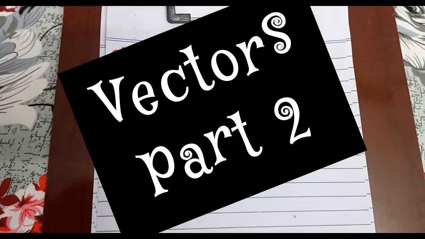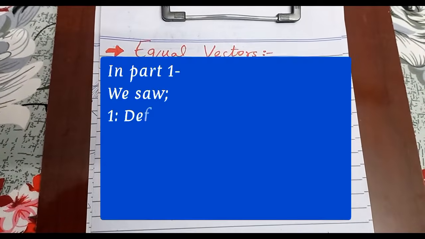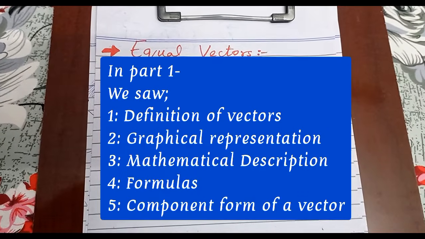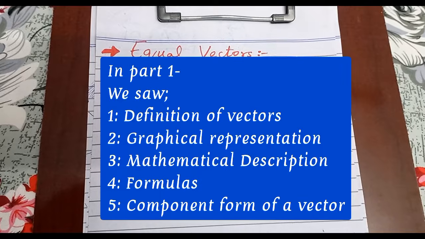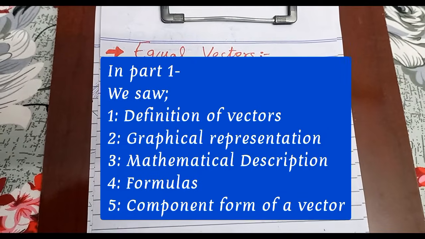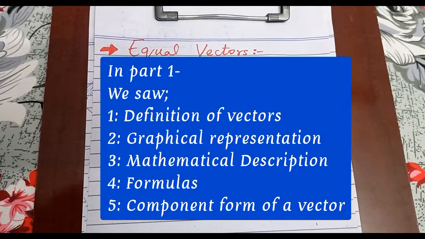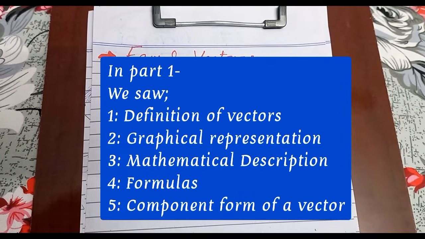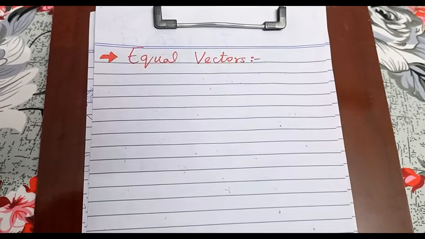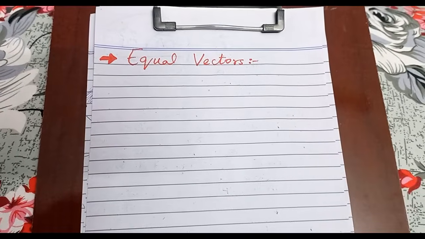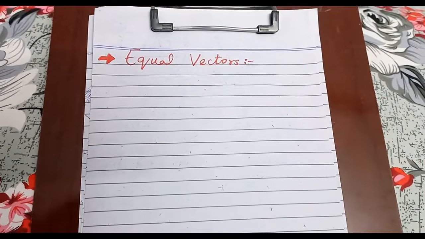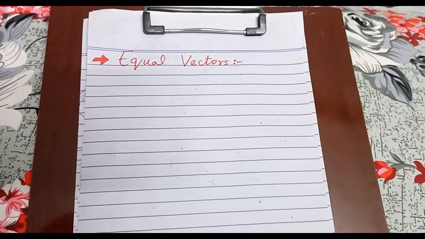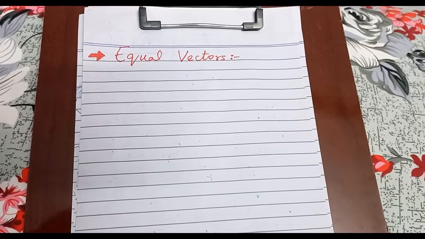As we now know about vectors, what they are, the definition, some introductory stuff, and then we saw its graphical representation, then mathematical representation, and we saw how we can express our vectors in terms of their components. If it is in 3D space, three-dimensional space, then a vector is represented by three independent components. One is x, y, and the third is z.